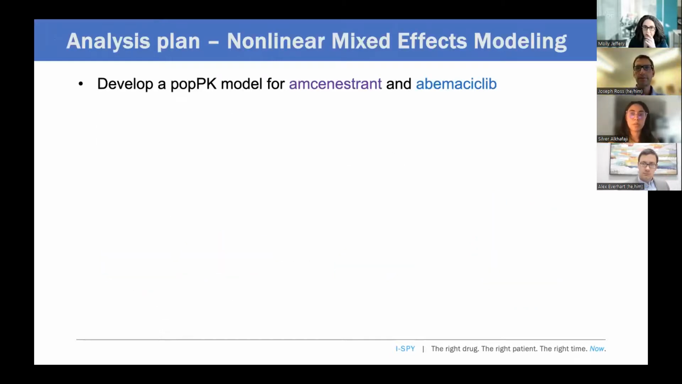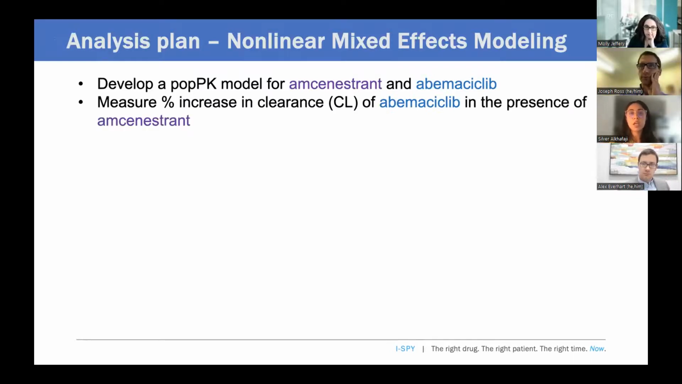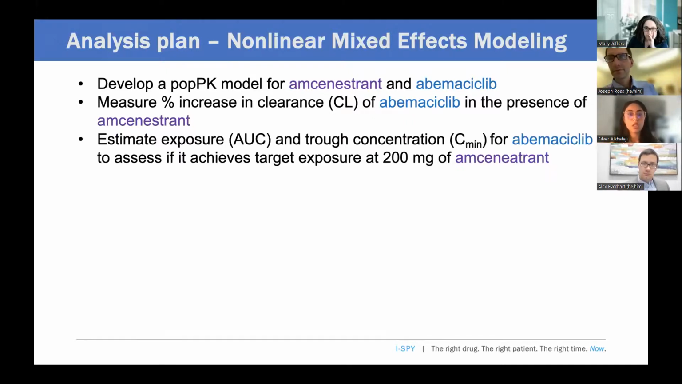So the approach will be to develop a model for each of these drugs separately, and hopefully measure the increase in the hepatic clearance of abemaciclib because of the presence of amcinestrant, and estimate its overall exposure, or what we call area under the curve, and its minimum concentration at the given dose to see if it actually achieves target exposures.